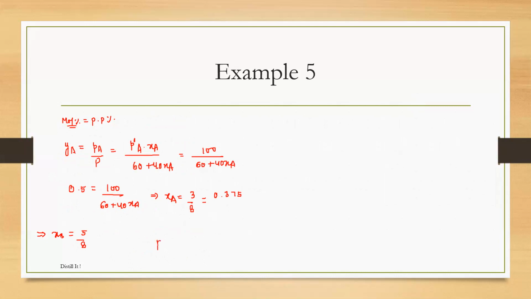Then to find the total pressure, we have the equation 60 plus 40 XA. In place of XA, we are going to put 0.375. So the total pressure comes out to be 75 kilopascal.